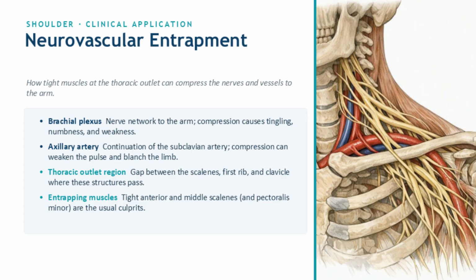When compression occurs, clients may experience symptoms such as numbness, tingling, weakness, pain, or changes in circulation. As you study this topic, think about how muscle tension, poor posture, or repetitive movement might contribute to compression of these structures. Understanding neurovascular entrapment helps explain why some symptoms extend beyond the site of the original problem. A client may report symptoms in the hand or arm even though the source of compression originates near the neck or shoulder. Next, let's move down the upper extremity and examine the muscles responsible for elbow movement.